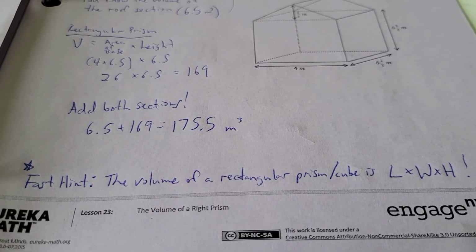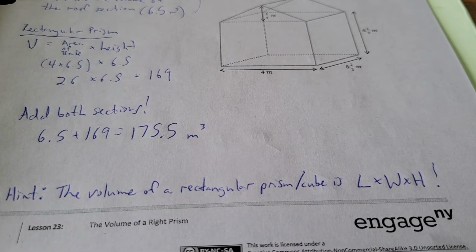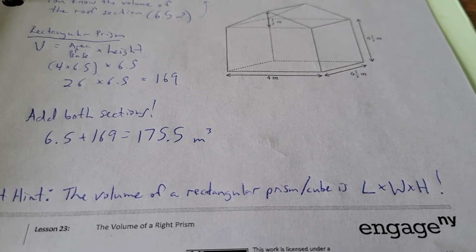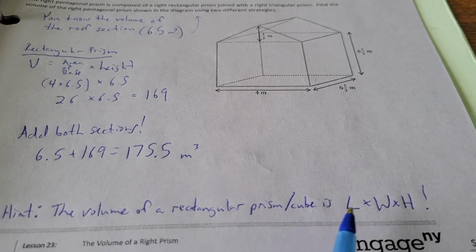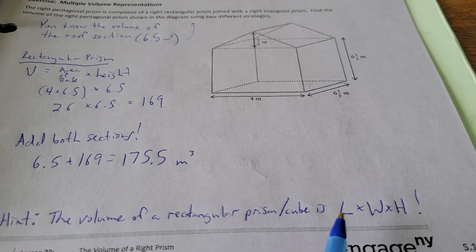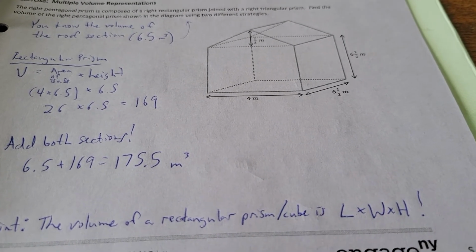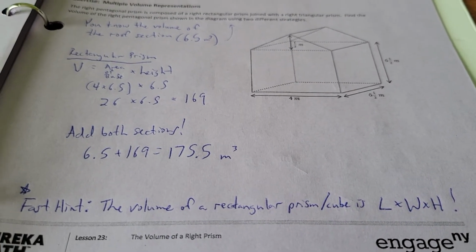So as a fast hint, the volume of a rectangular prism or a cube is length times width times height. A cube is even easier because the length, width, and height are all the same number. So if I had a cube that had measurements of 5 on the side, it's 5 times 5 times 5. So rectangular prisms and cubes are very simple.